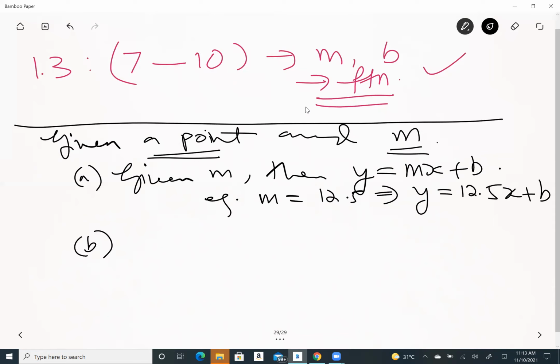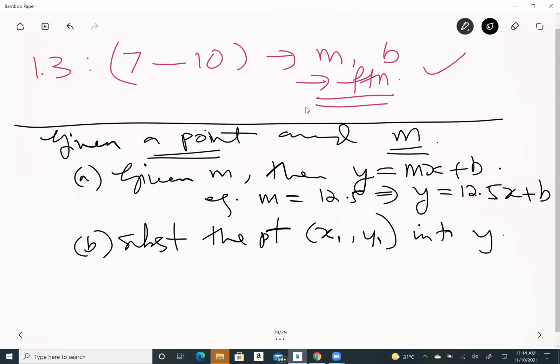So you settle that equation with the m first. Secondly, we substitute the point, let's call it x1, y1, into the y that you already have. Then what you do here is find b. So substitute the point into the function with the value of slope known, then you can find b.